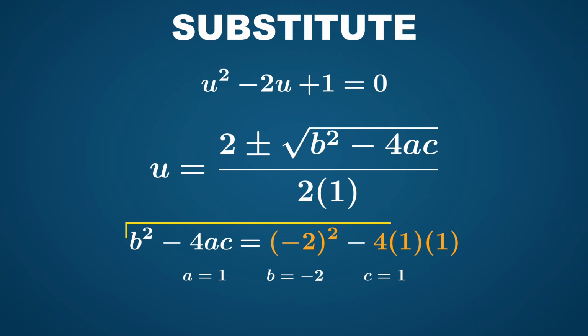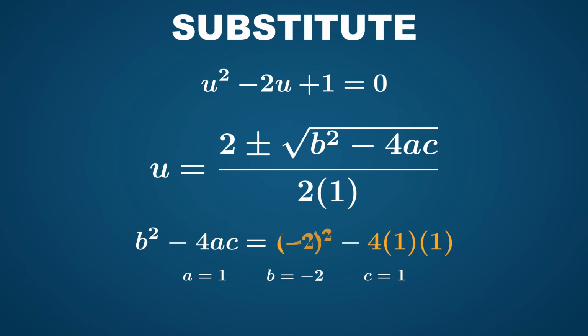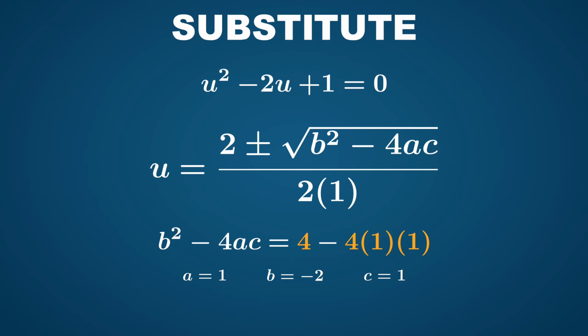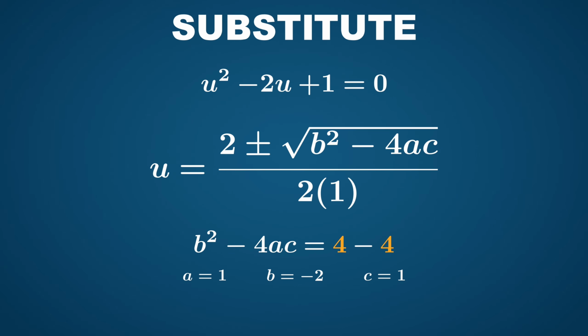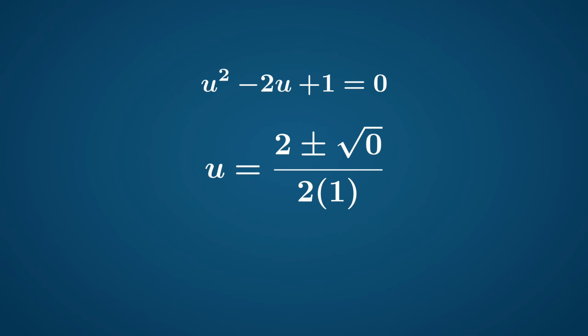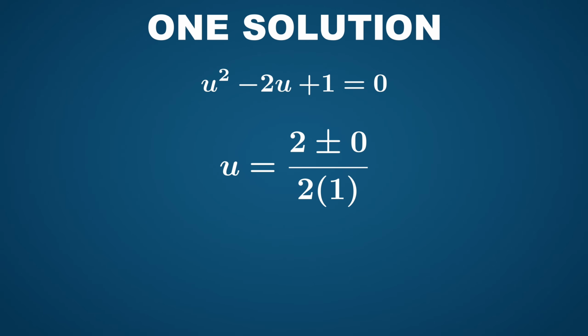We calculate the discriminant, which is the expression b squared minus 4ac located inside the square root. We have the value negative 2 squared. Negative 2 multiplied by negative 2 is positive 4. We have the subtraction of 4 times a times c, which is minus 4 times 1 times 1. 4 times 1 times 1 evaluates to 4. Inside the square root, we are evaluating the expression 4 minus 4. 4 minus 4 is exactly 0. The discriminant is exactly 0. We take the square root of 0, which is just 0.